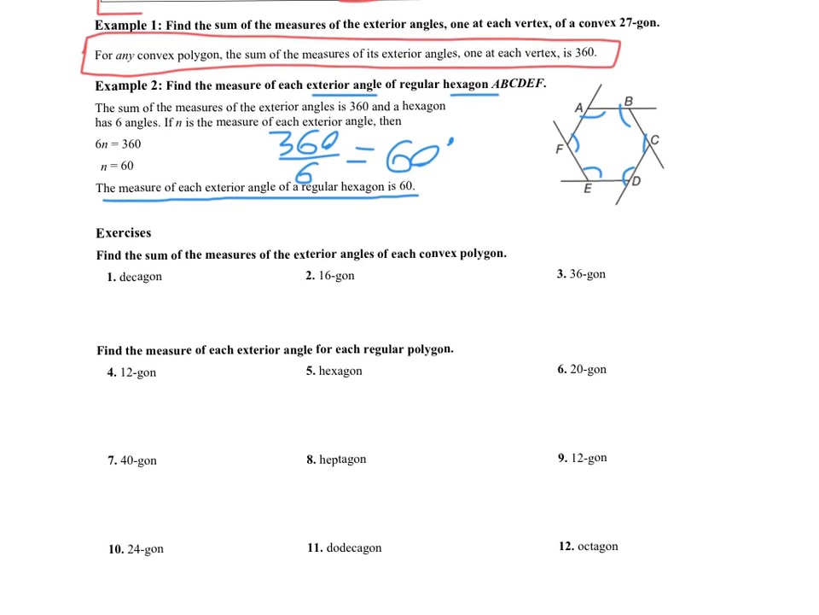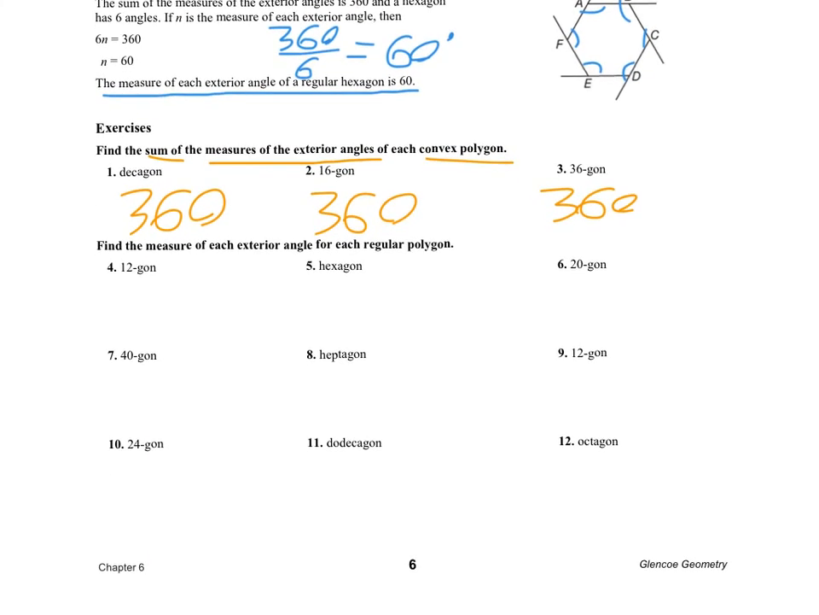Now, exercises 1, 2, and 3. Each of these is asking us for the sum of the measures of the exterior angles for a convex polygon. The sum is always going to be 360. It doesn't matter if it's a decagon, a 16-gon, or a 36-gon, it's always going to be 360. For the rest of them, it's simply a matter of division, wherein we want to find the measure of each exterior angle given the name of the shape. So a 12-gon, well, that's going to be 360 divided by 12 to give me 30.